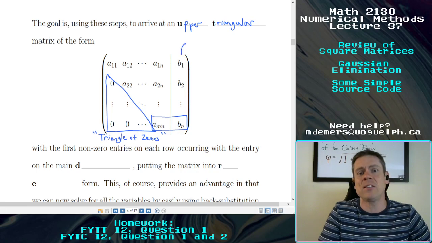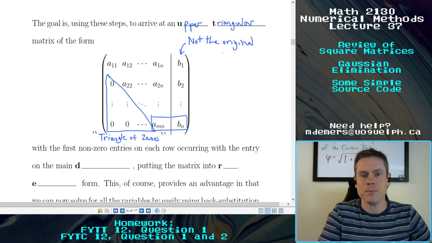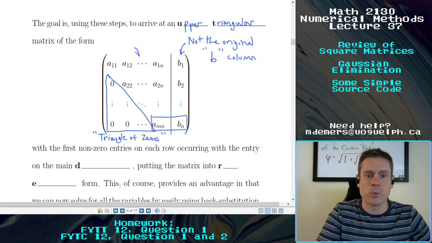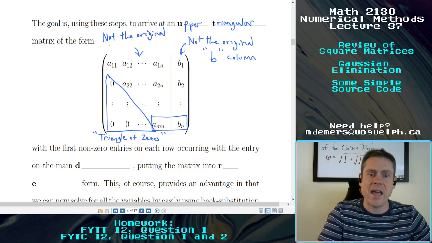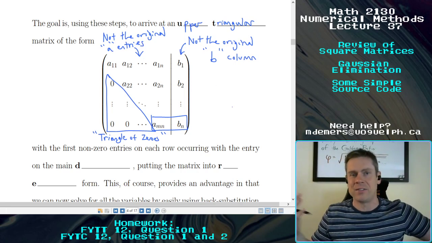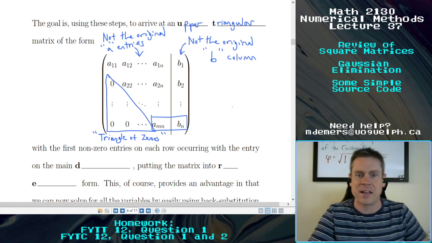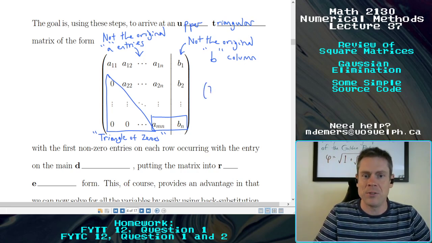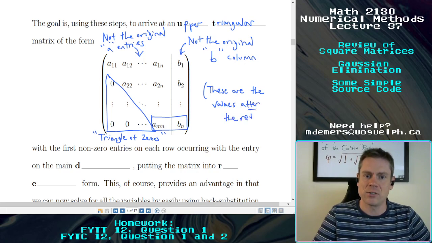So this is not the original B column, and this is not the original A entries, right? This is all after reducing it down to something of this form. So this is actually a little bit of different entries at the end of the day. So these are the values after the reduction is complete.